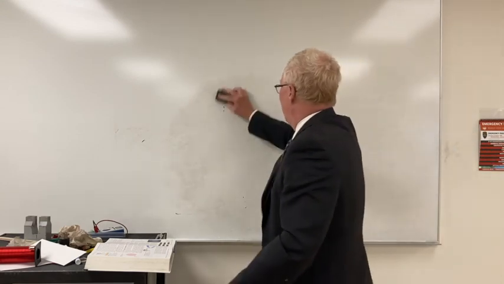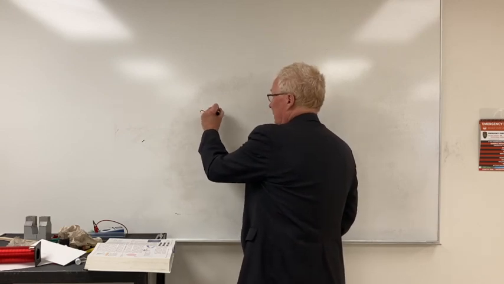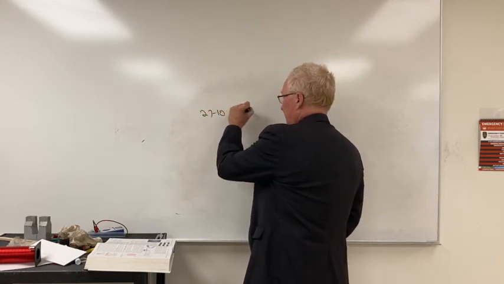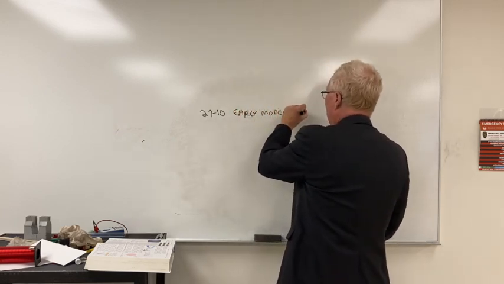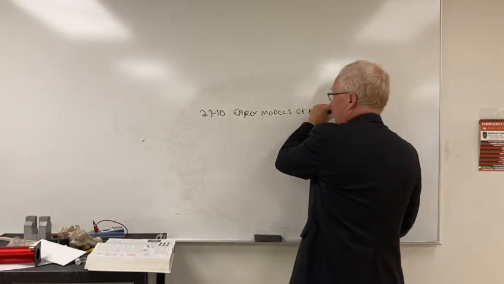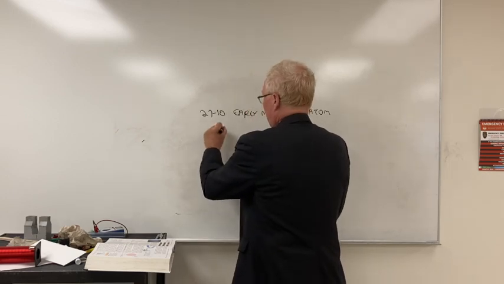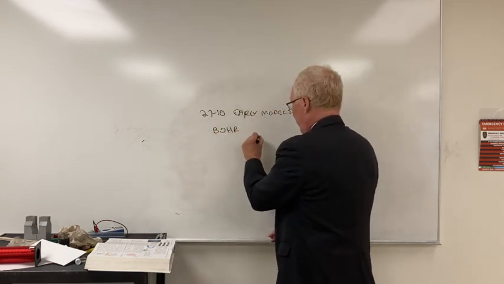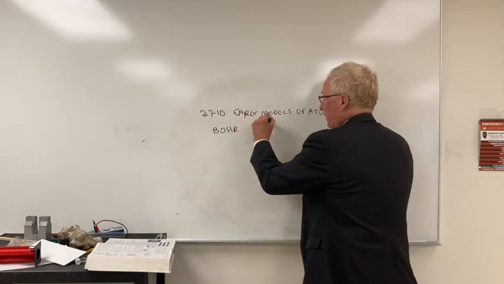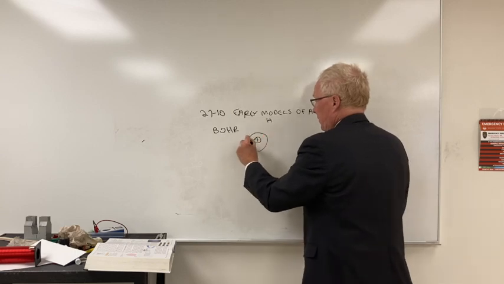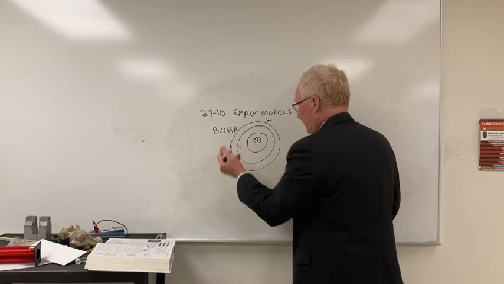And then moving on from there, we have 27.10, early models of the atom. And the Bohr model, I'll just deal with that primarily, where you have a proton in the center, and this is for hydrogen, and electron shells orbiting.